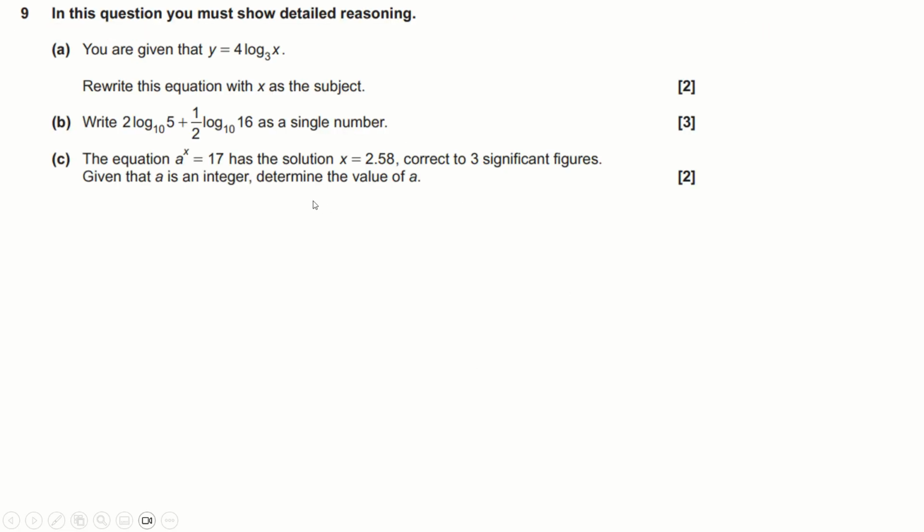Good. Next one is going to be given that y equals 4 log base 3 of x, rearrange, divide both sides by 4, and then raise both sides to the power 3, and we get this here for x.